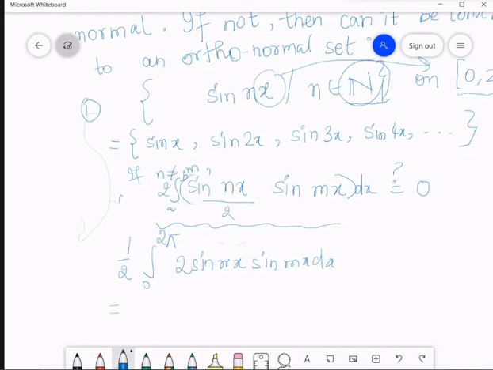Now this particular thing I can use trigonometry on again. So what is the formula for this one? 2 sine A sine B is nothing but sine A plus B? Sine plus sine? Sine minus sine? It's not sine minus sine. Cos. Cos A minus cos B, cos A plus cos B.